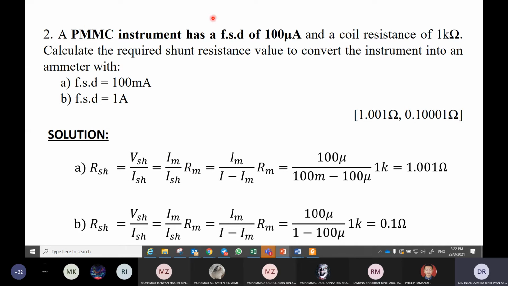So this is the basic construction of an ammeter, not multi-range, not Ayrton. This is basic, single range. I shunt is equal to I minus IM. So we substitute IM 100 micro, RM 1K, I is 100 milli here, minus 100 micro for IM, and this is the answer. B is just replacing 100 milli with 1. Any question? No. Okay.